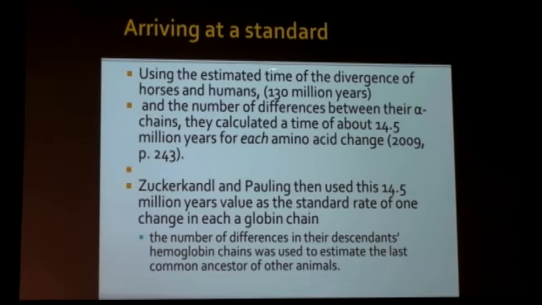Using the estimated time of divergence of horses and humans, 130 million years, and of course, how do they know that? Well, that's the estimated time. And the number of differences between the alpha chains of the hemoglobin, they calculate the time at about 14.5 million years for each amino acid change. And Tucker, Landi, and Pauling.